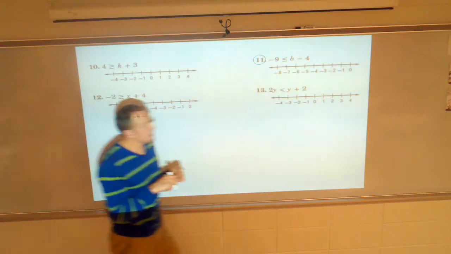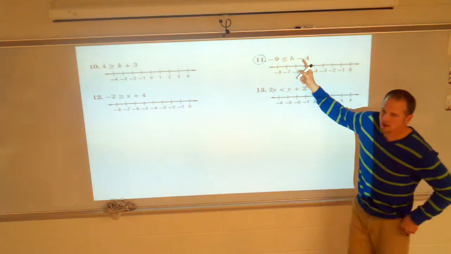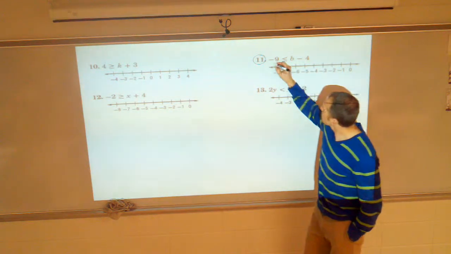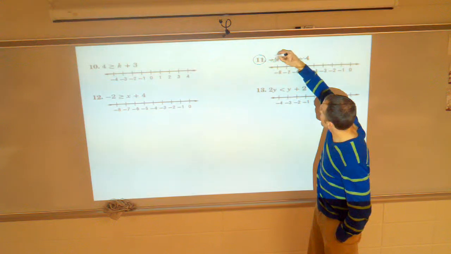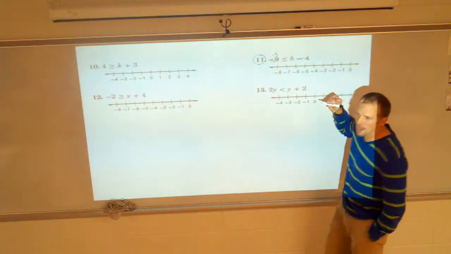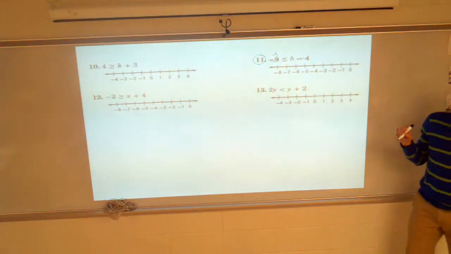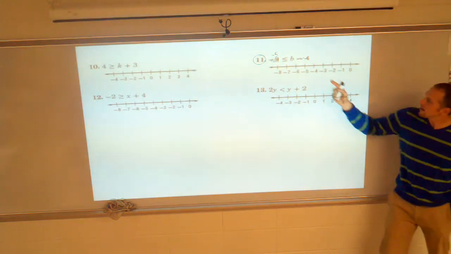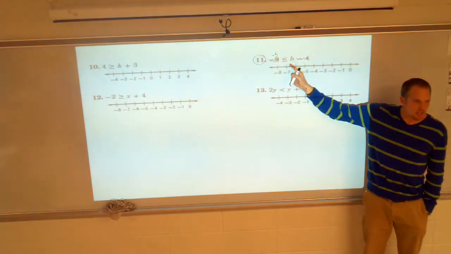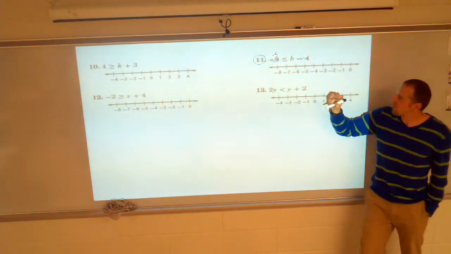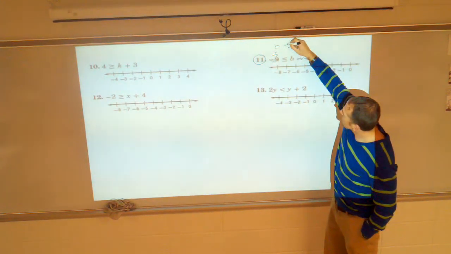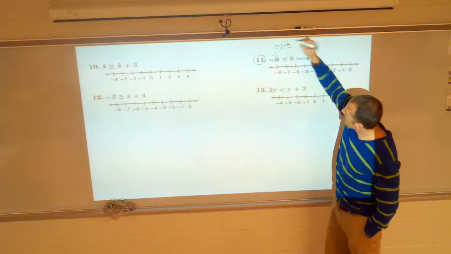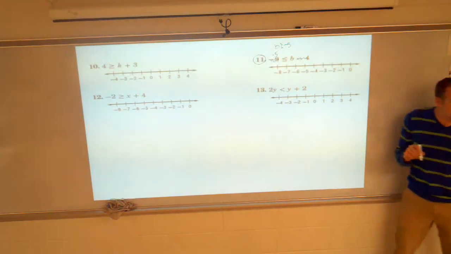Okay, number 11, Tiffany. What's the opposite of minus 4? Plus 4. What's negative 9 plus 4? Negative 5. So, I've got negative 5. Next thing, Jack. My variable is on this side, so what do I need to do? Flip the whole thing. B is going to come on this side, negative 5 comes over here, and my sign is the opposite as well.